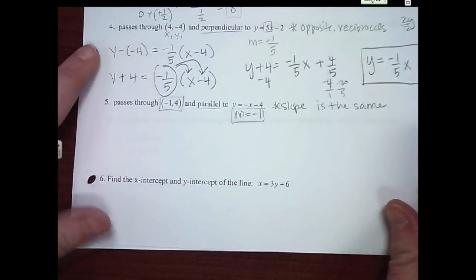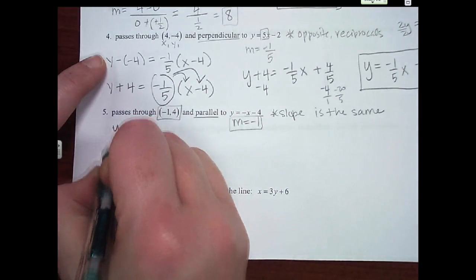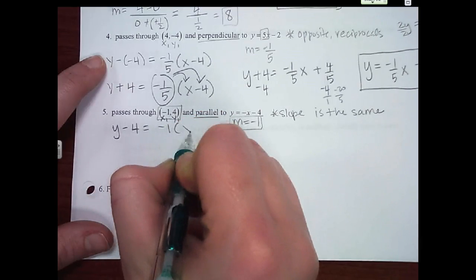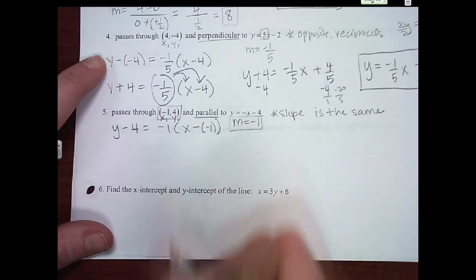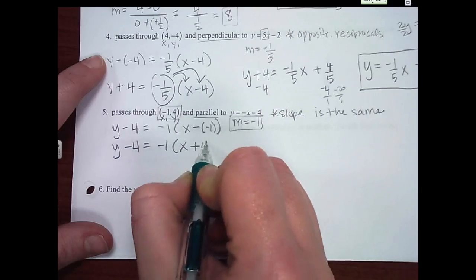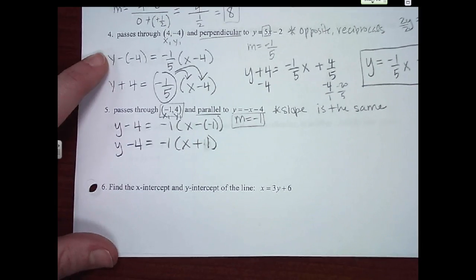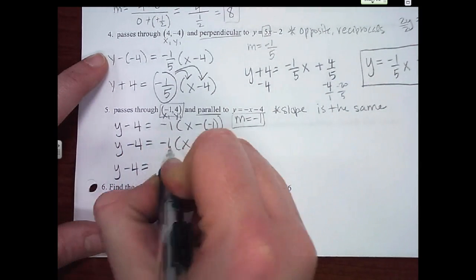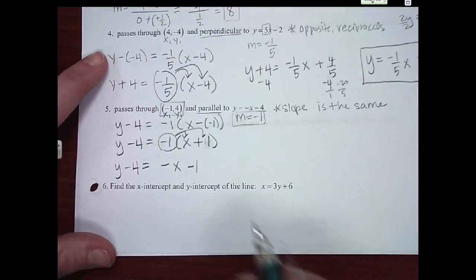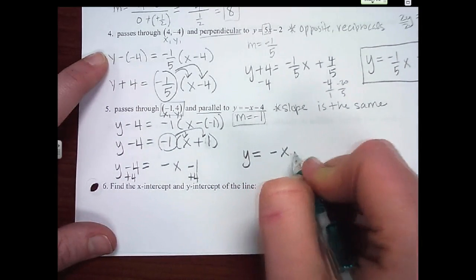Okay, number 5. So same thing, we said it was parallel, so I'm going to use this exact slope, and point slope. So y minus 4, remember x1, y1, equals m times x minus -1. So y minus 4 equals -1 times x plus 1, and now I can distribute. y minus 4 equals, distribute the -1, so -x minus 1, and then I want to add the 4 over. y equals -x plus 3.